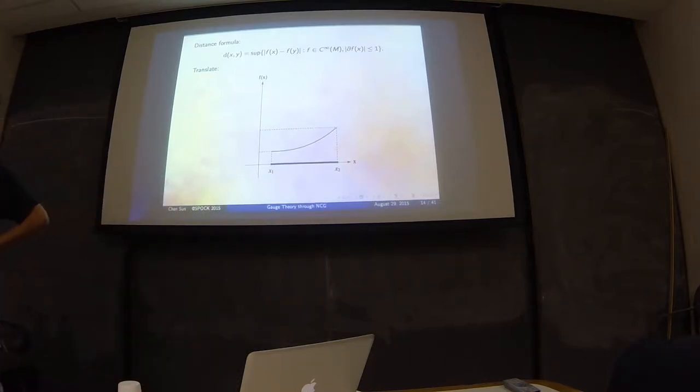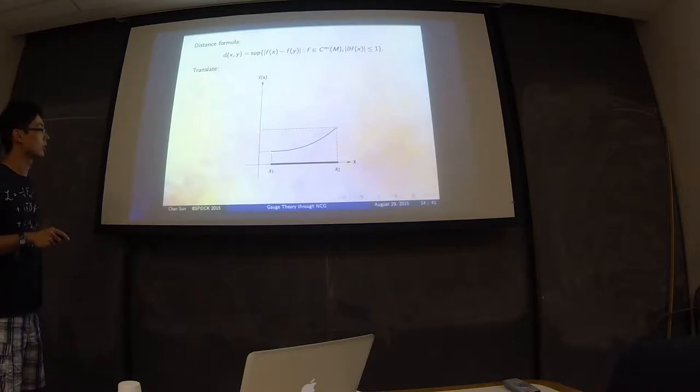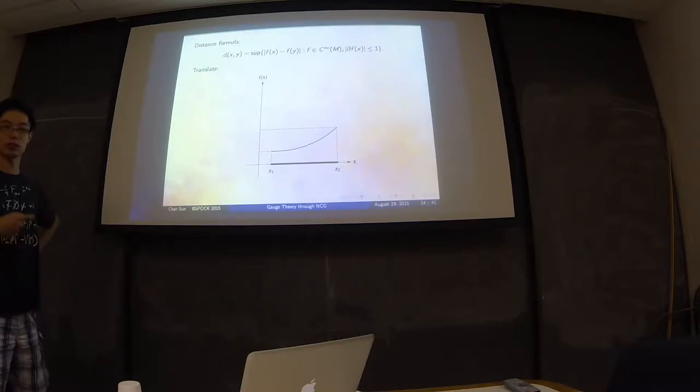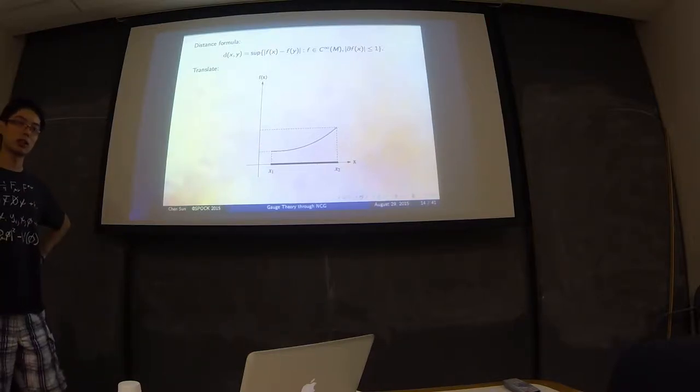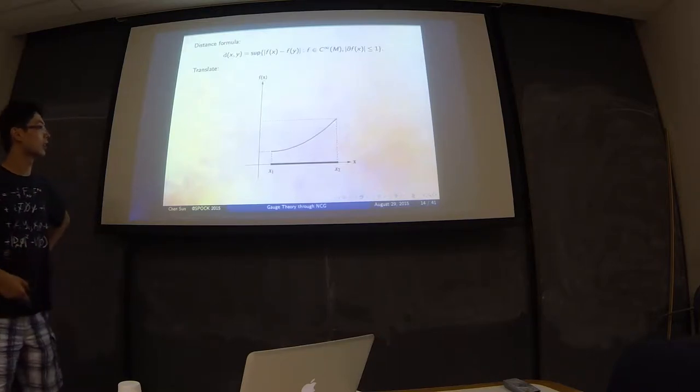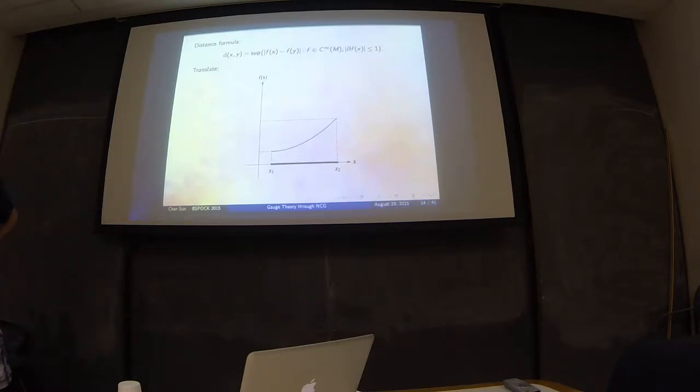We choose a smooth function which has a derivative less than or equal to 1. We take the difference of the function's values, and we see this is less than the distance. So we might choose another function with slightly larger derivative. Then with this one, the difference is a bit closer to the distance.